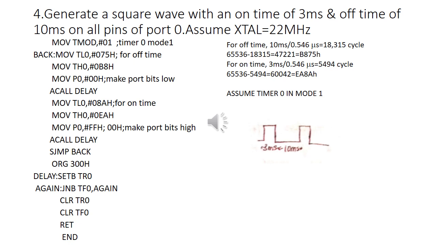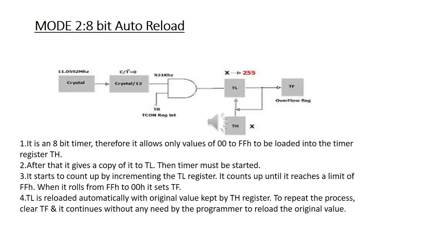Again the same procedure will be repeated. After that the control of the program will be transferred to the main program by SJMP back. The same process will be repeated, that is, continuously an on period with a delay of 3 milliseconds, and an off period with a delay of 10 milliseconds. Continuously a pulse will be generated with the on period along with the off period. So next we'll see the mode 2 configuration.